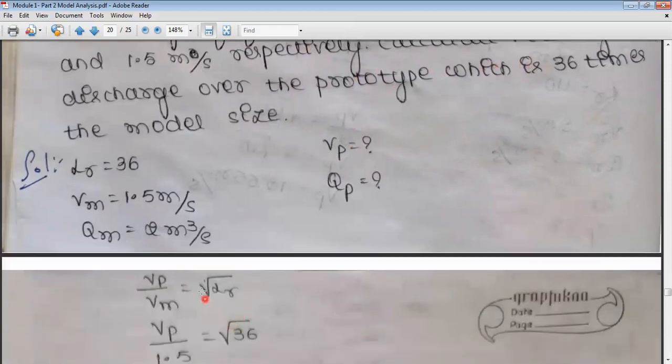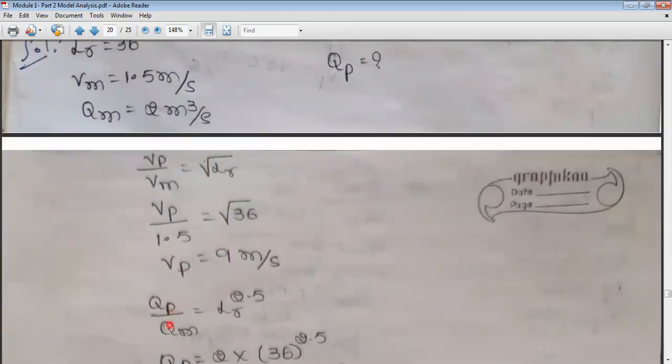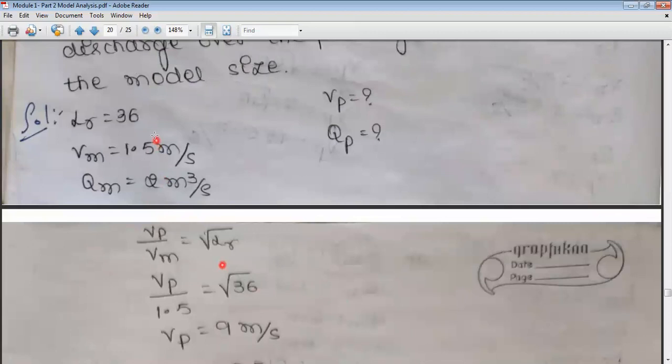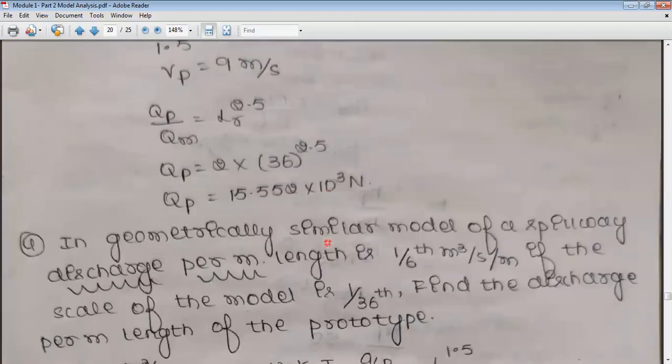VP by VM is equal to root of LR, then QP by QM is equal to LR to the power of 2.5. You substitute to get VP as 9 meter per second, QP as 15.55 into 10 power 3 meter cube per second. Okay, so here finding the LR is very, very important.